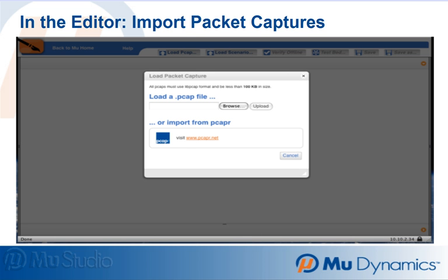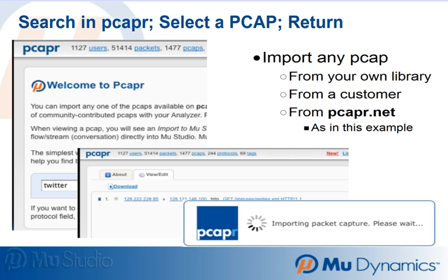The Mu Studio test scenario is essentially a set of instructions for dynamically recreating the behavior of specific traffic, including variations derived from those captured packets. Every test case generated from a test scenario will follow the same sequence of steps as in the original PCAP. In this example of testing DPI engines, we search for the string Twitter in pcapper because Twitter is representative of a new application that the DPI engine must be able to identify. We select a PCAP and import it into Mu Studio, which converts the PCAP into a test scenario.